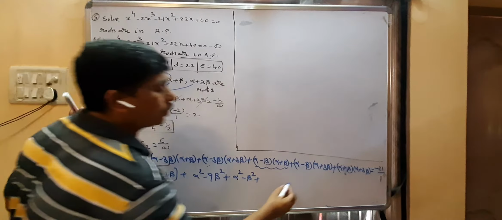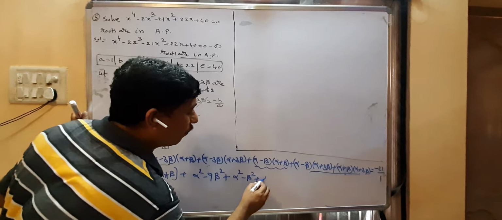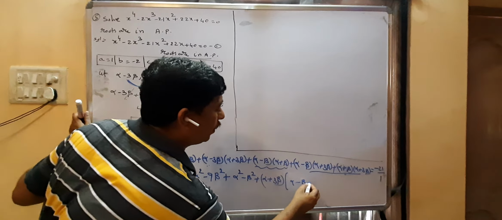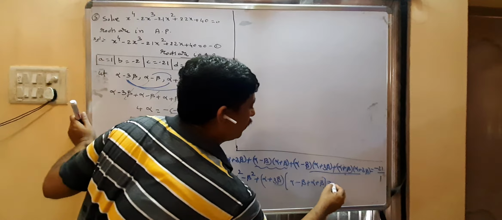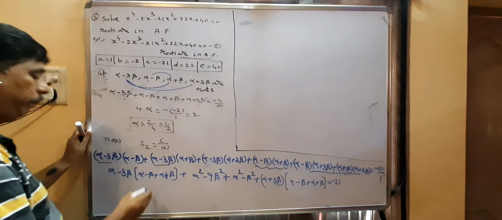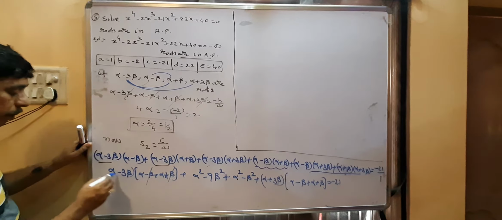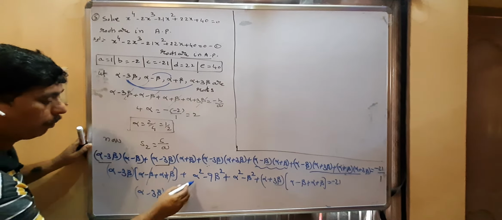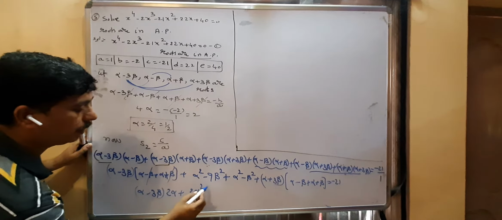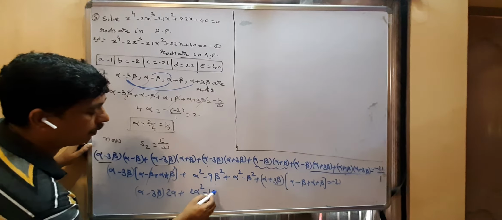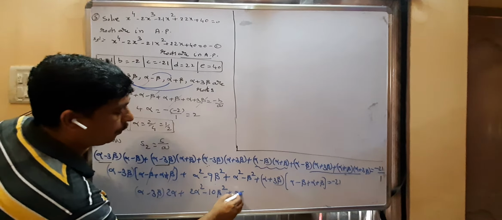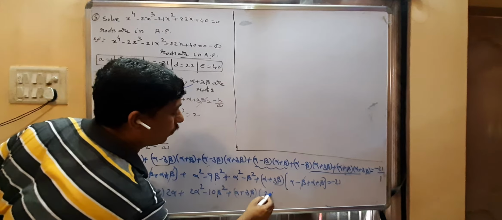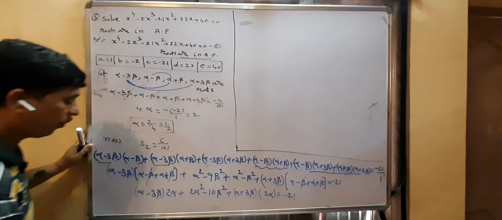Now coming to the last two terms, the common factor is alpha plus 3 beta. Remaining: alpha minus beta plus alpha plus beta. Now here beta gets cancelled. Alpha minus 3 beta into 2 alpha, plus alpha square minus 9 beta square, plus alpha square minus beta square, which gives 2 alpha square minus 10 beta square, plus alpha plus 3 beta into 2 alpha, there also beta cancels, equal to minus 21.